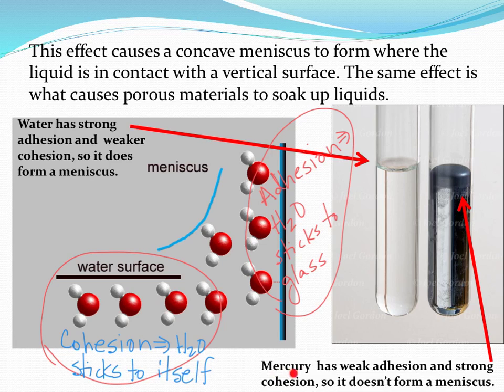Now, mercury has very weak adhesive forces. It doesn't stick to the glass well, but really strong cohesive forces because it's a metal, and metallic bonding is very strong, so it actually forms a dome and does not form a meniscus in a piece of glass.